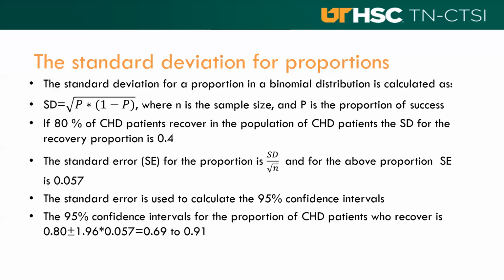So the 95% confidence interval for the proportion of the coronary heart disease patients who recover, like this is hypothetical data, is 0.8 plus or minus 1.96. The 1.96 comes from the 95% confidence interval. It's a quantile on the normal scale, times the standard error, which is 0.057. And we have the proportion of those who recover from coronary heart disease ranging from 0.69 to 0.91, and the 0.80 lies between the two numbers. So it's not always good enough to report only the point estimate, like the mean, the median, or the proportion. It's important to also report the variability around the point estimate, like the standard deviation, the standard error, or the confidence interval.